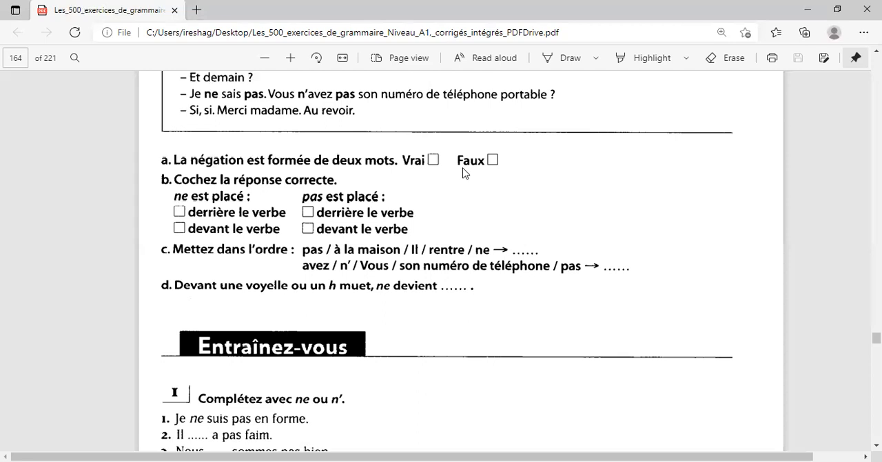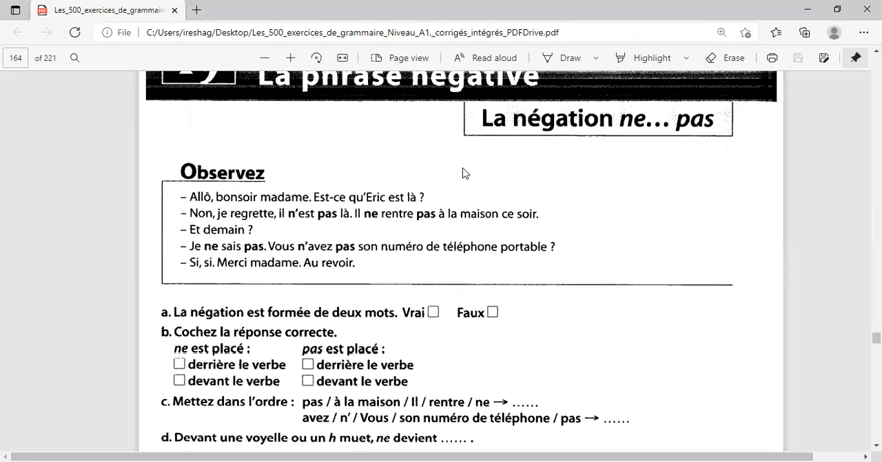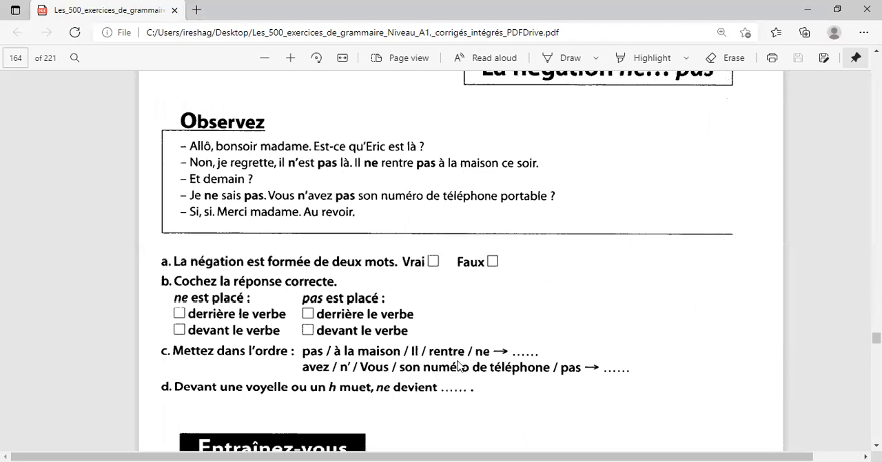Okay. Ne est placé derrière le verbe ou devant le verbe? What do you say? Avant le verbe. Devant le verbe. Pas est placé derrière le verbe. Yeah. Mettez dans l'ordre. Put into order. Just check the example also and try to fix these two sentences.